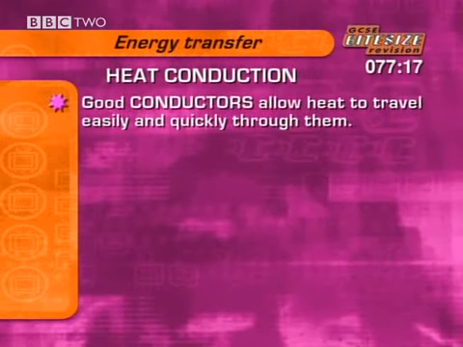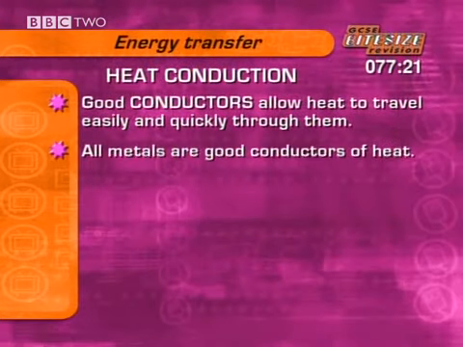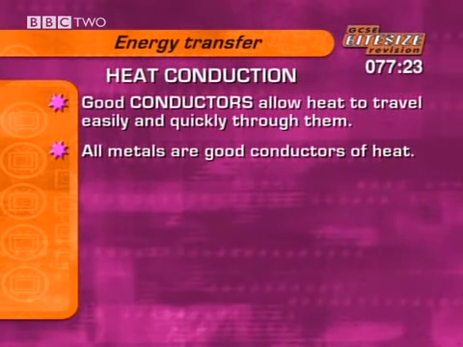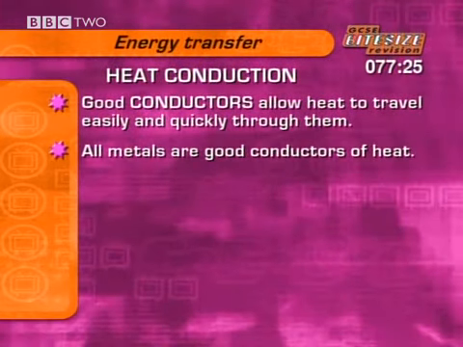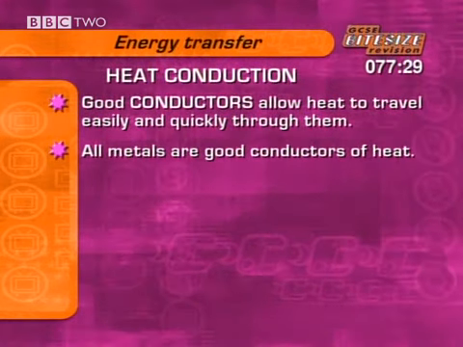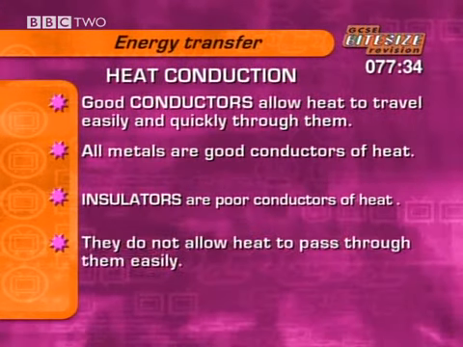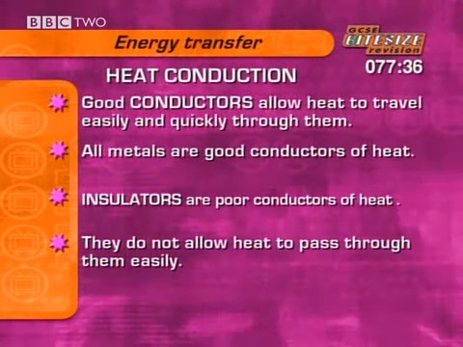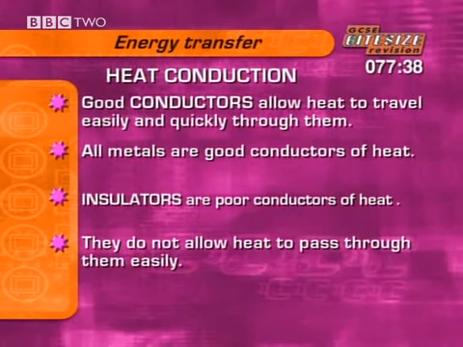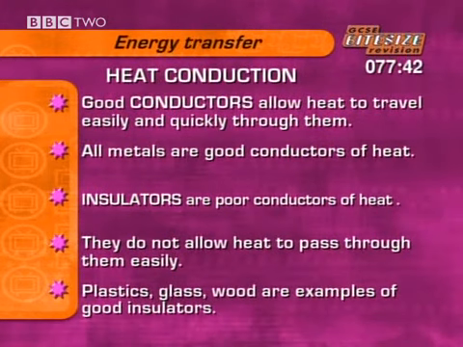Good conductors of heat are materials that allow heat to travel easily and quickly through them. All metals are good conductors of heat, which is why metal spoons in hot liquid or metal saucepan handles quickly get too hot to touch. Insulators are poor conductors of heat, materials that do not allow heat to pass through them easily. Plastics, glass, and wood are examples of good insulators.